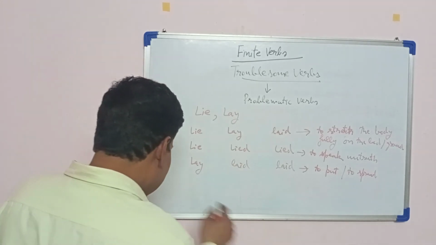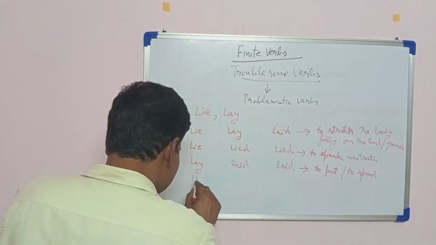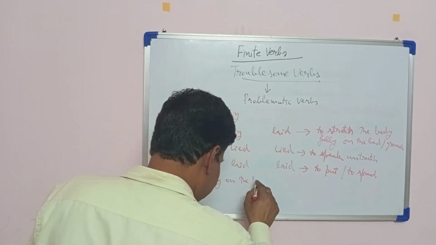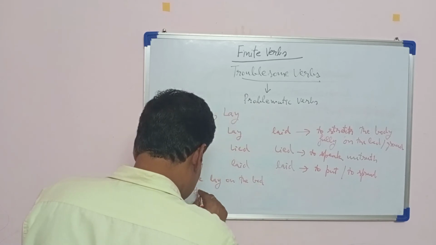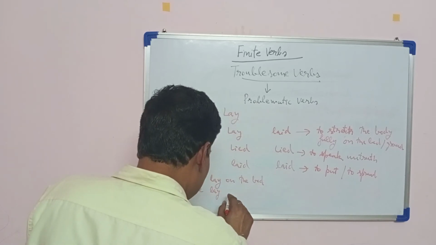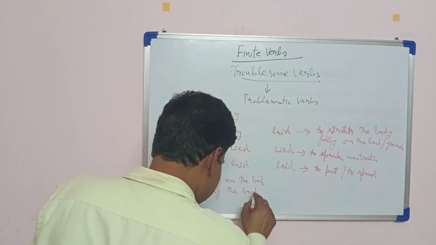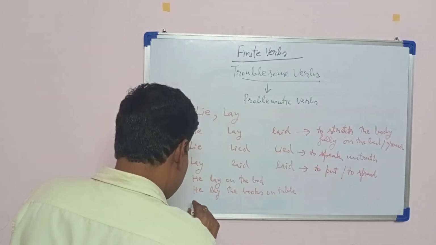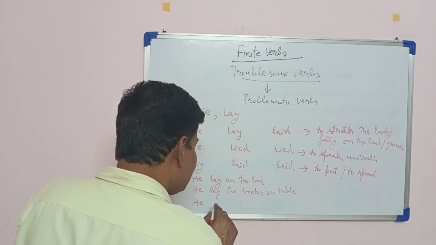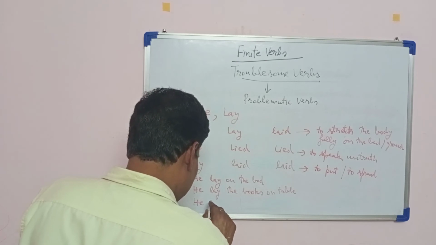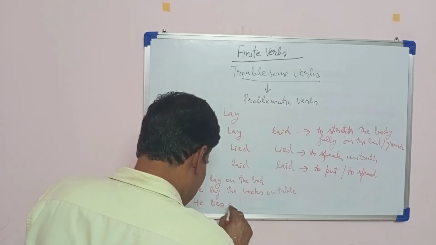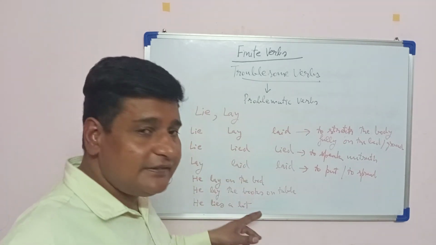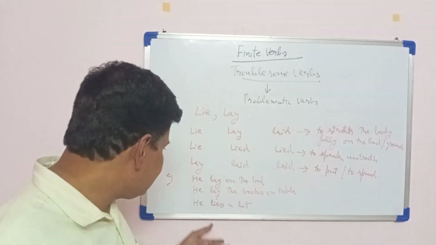So see the examples. He lay on the bed. He lay the books on table. He lies a lot. So you can see the examples, and in these examples you can understand the difference.